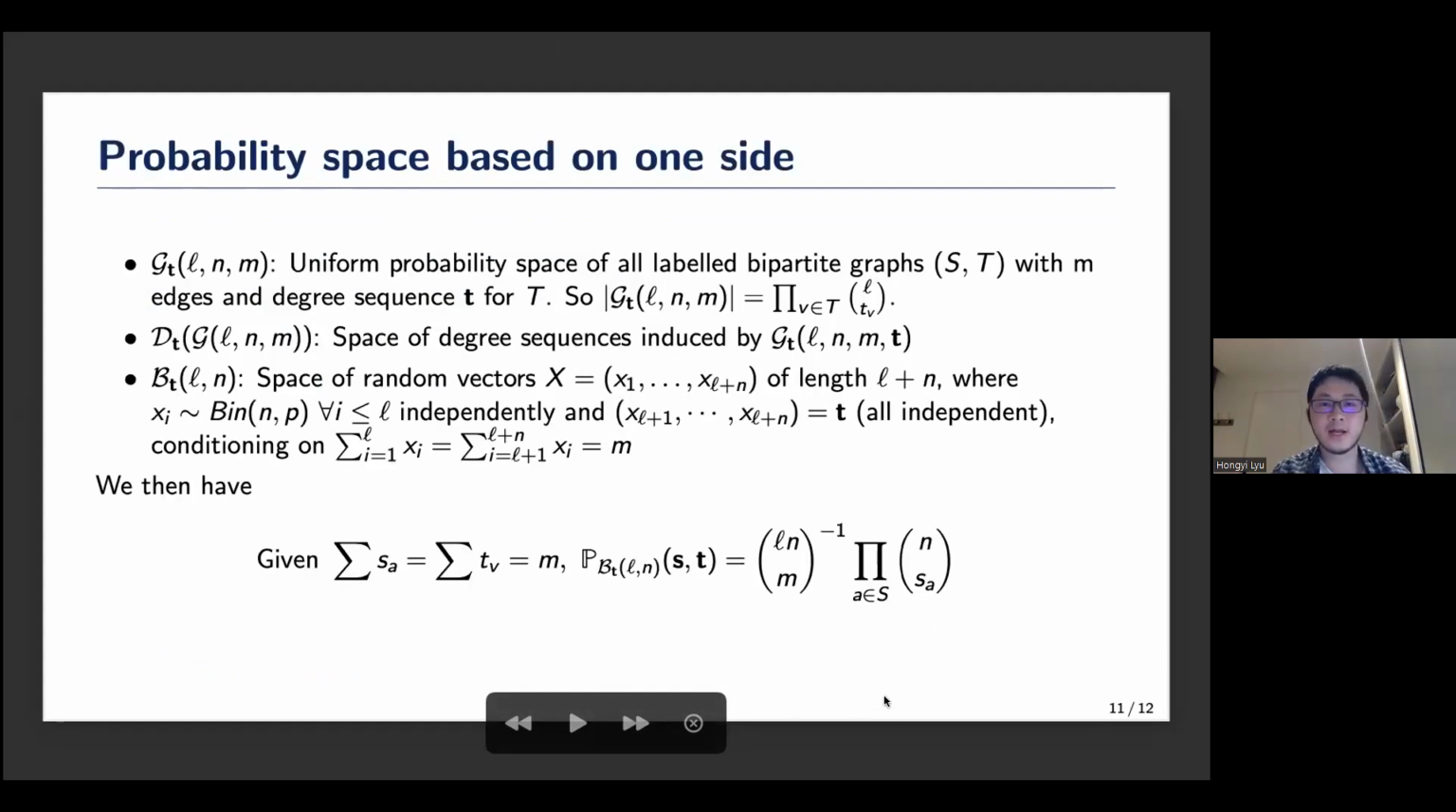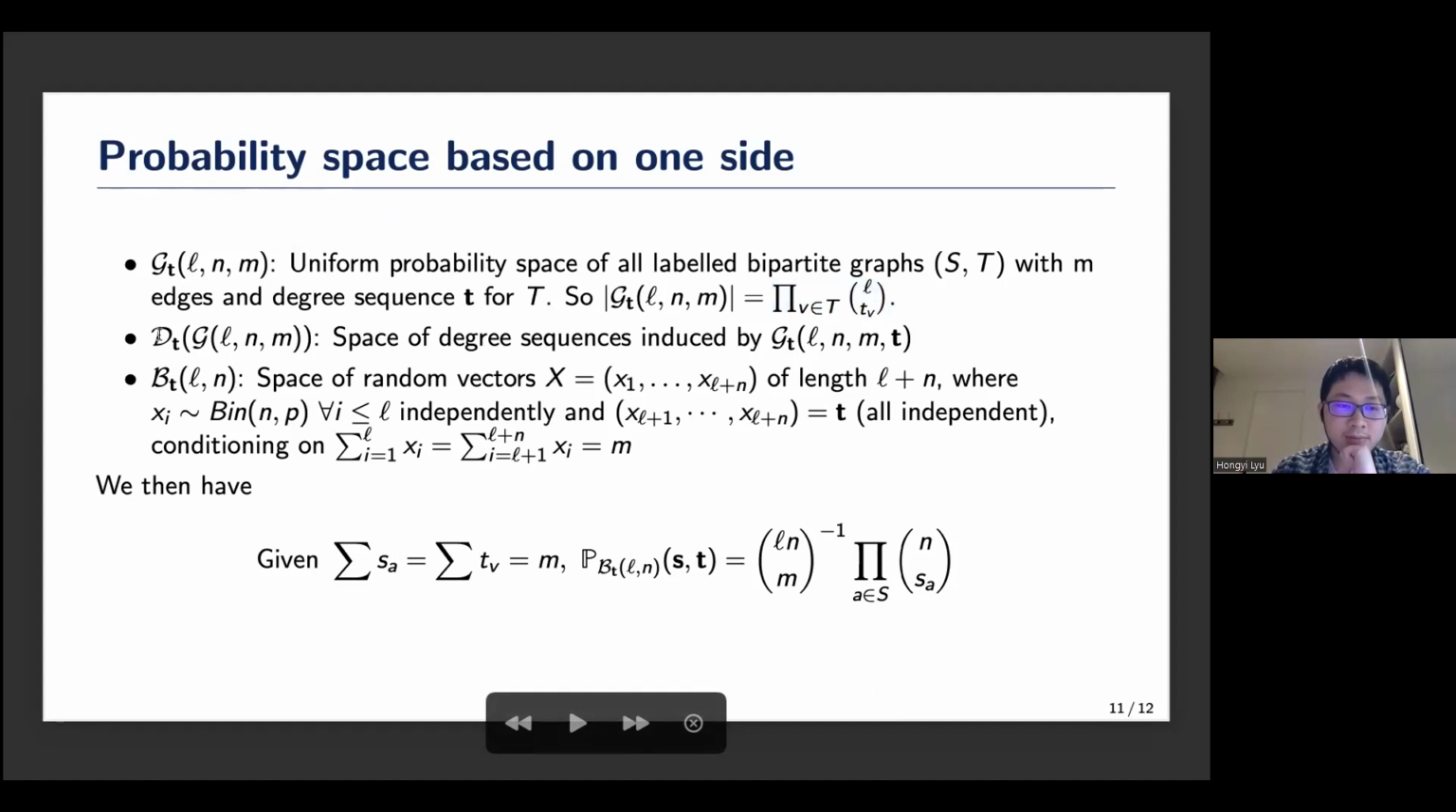And finally, I'd like to wrap things up by introducing the modification we've done. So we now redefine the three spaces G, D, and B. The core idea is to fix the degree sequence of one side. So for example, if we fix the T side, then we define GT to be the uniform probability space of all labeled bipartite graphs with M edges and degree sequence T. And so in this case, the cardinality is going to be this product here.